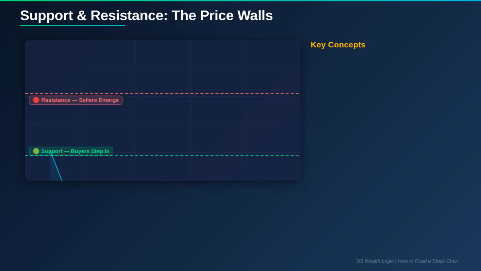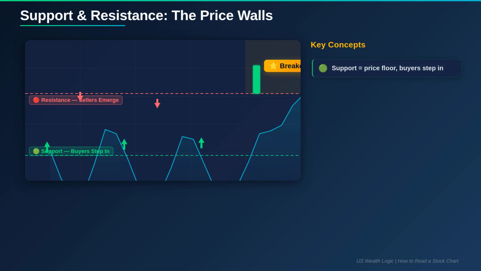Two of the most powerful concepts on any chart are support and resistance. Support is a price level where a stock tends to stop falling. Think of it as a floor. Buyers keep showing up at that price. Resistance is the opposite, a ceiling where sellers keep pushing the price back down.